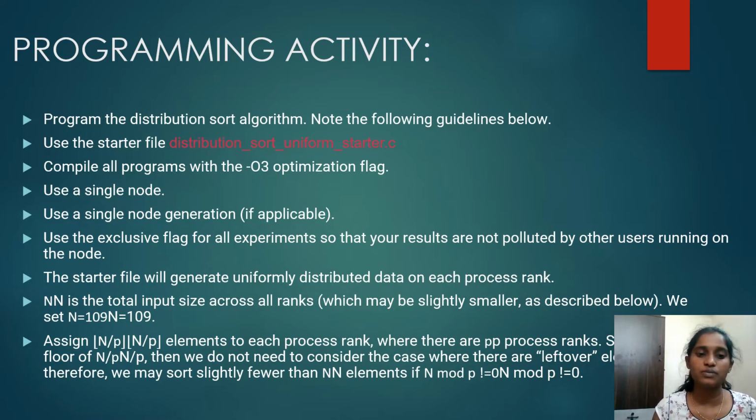N is the total input size across all ranks, which may be slightly smaller as described below. We will set N equal to 10^9. Assign N by p elements to each process rank, where there are p process ranks. So floor of N by p, then we do not need to consider the case where there are leftover elements. Therefore, we may sort slightly fewer than N elements if N mod p is not equal to 0.